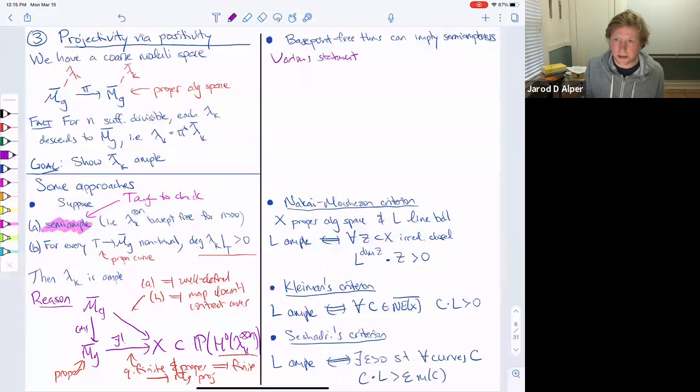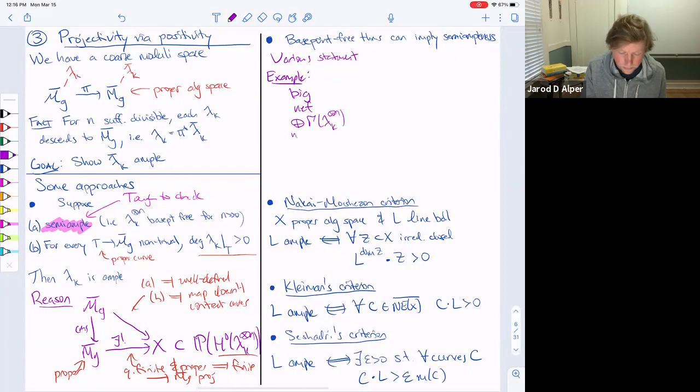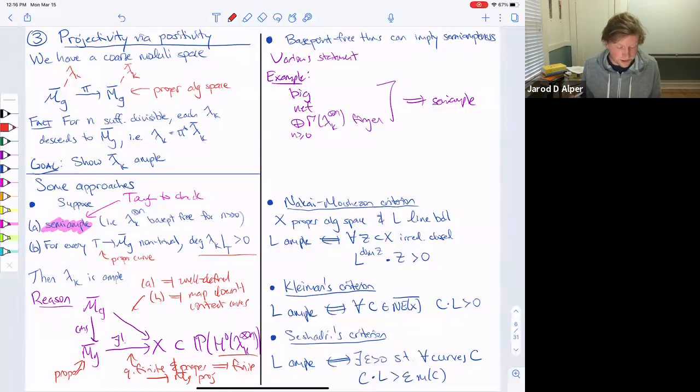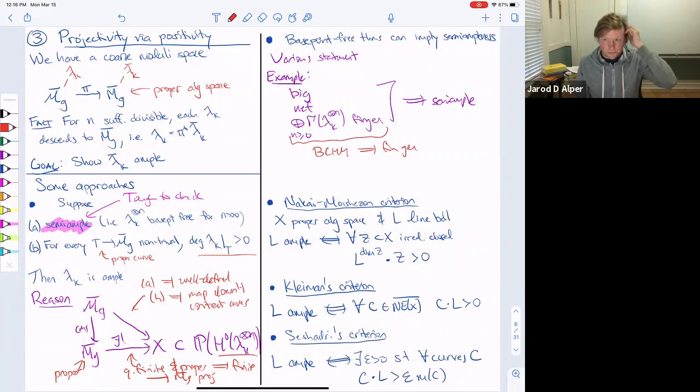But maybe one example of something that can be made to work, we won't use this: if you know that you're big, that you're nef, and that the section ring is finitely generated, then these three conditions can imply semi-ample. But these properties are also hard to show. Sometimes if you want to apply BCHM, you can get finite generation, though usually you need to already know something is projective to start with. And of course, this is related to various conjectures of birational geometry, like the abundance conjecture. It can be tough to use.